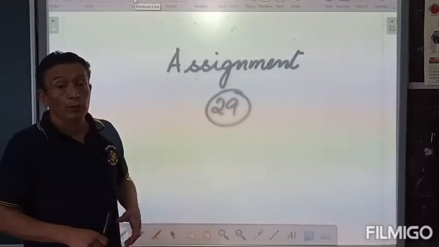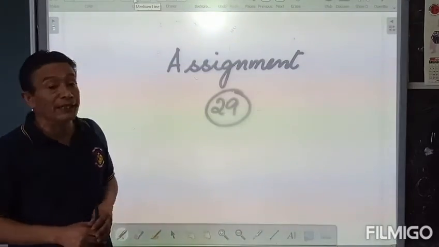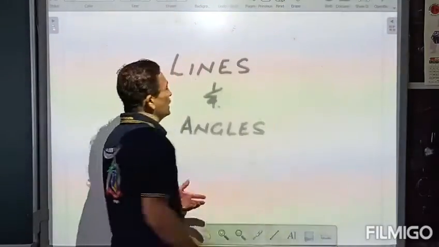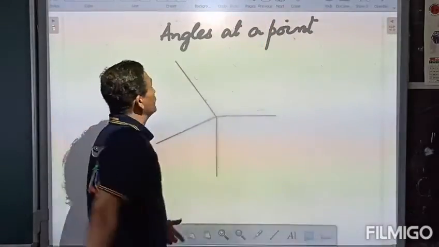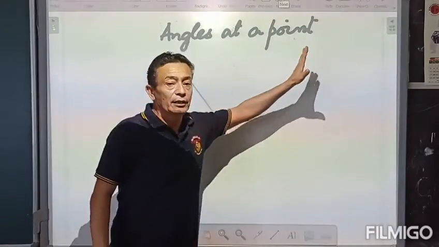So we are back at assignment number 29 and we are continuing with our lines and angles. And our topic for today is angles at a point.